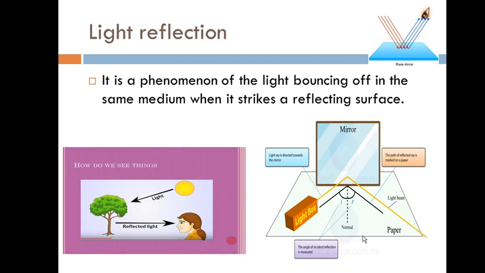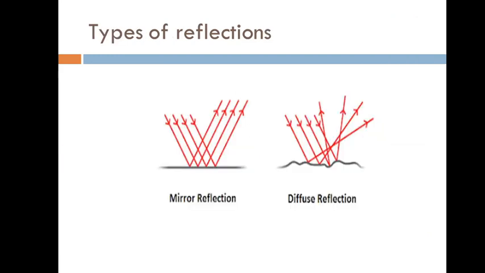Light reflection takes place via reflecting surfaces such as mirrors. Reflection in all types of mirrors is governed by two principles. We're going to talk about them now.